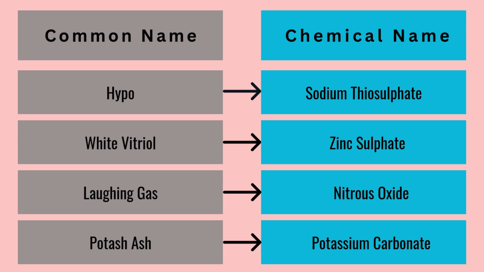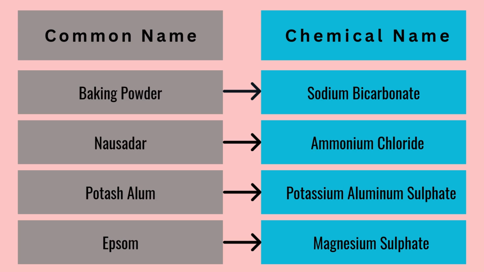Next, hypo. Chemical name is sodium thiosulfate. White vitriol. Chemical name is zinc sulfate. Laughing gas. Chemical name is nitrous oxide. Pearl ash, chemical name is potassium carbonate. Next, baking soda, chemical name is sodium bicarbonate. Next, Nausadar, chemical name is ammonium chloride. Potash alum, chemical name is potassium aluminum sulfate. Epsom salt, chemical name is magnesium sulfate.